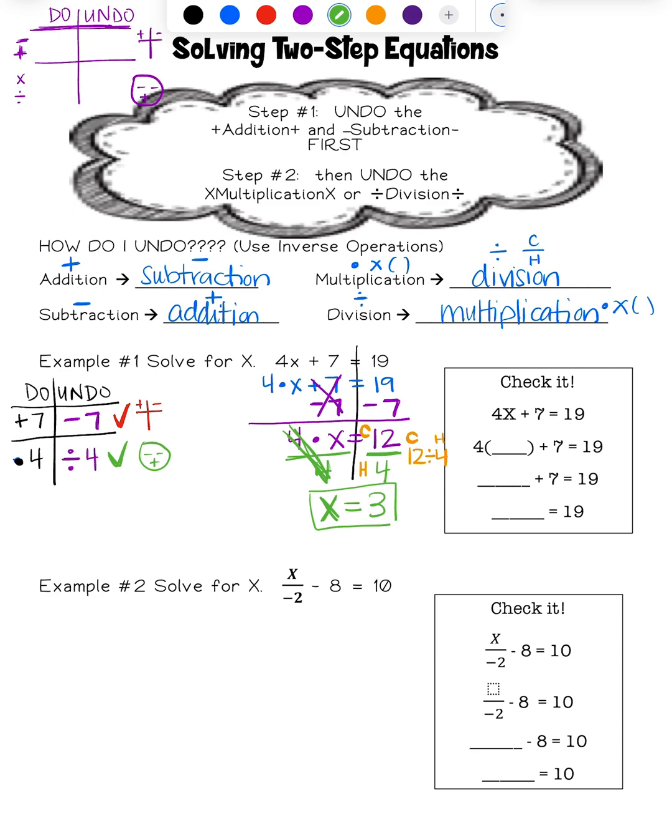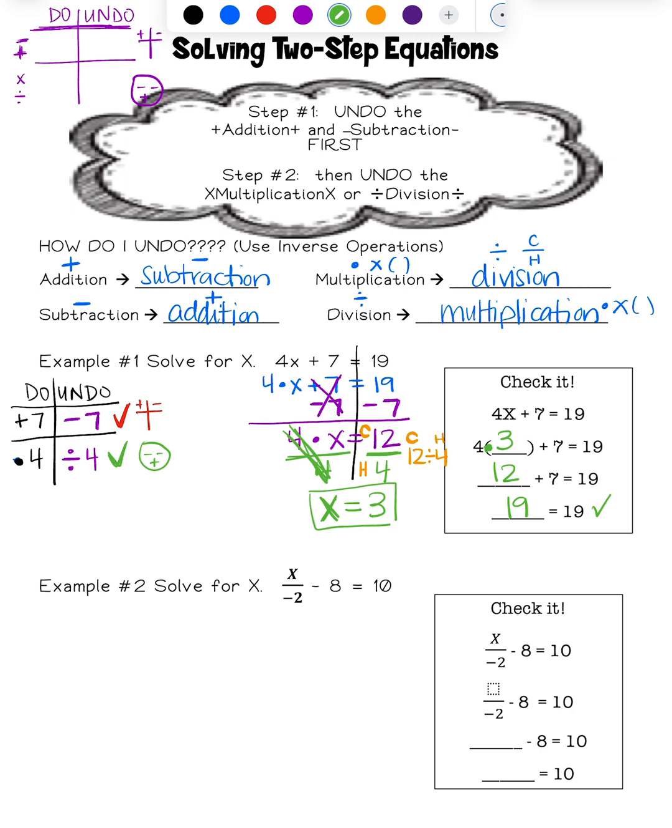I'm just going to take my answer and plug it in. So I'm going to take x out and I'm going to plug in 3. And so what does it mean when a number sits next to parentheses? That means multiply. So what is 4 times 3? Well, 4 times 3 is 12. And then what is 12 plus 7? 12 plus 7 is 19. Does 19 equal 19? Yes, it does. I got that answer right.